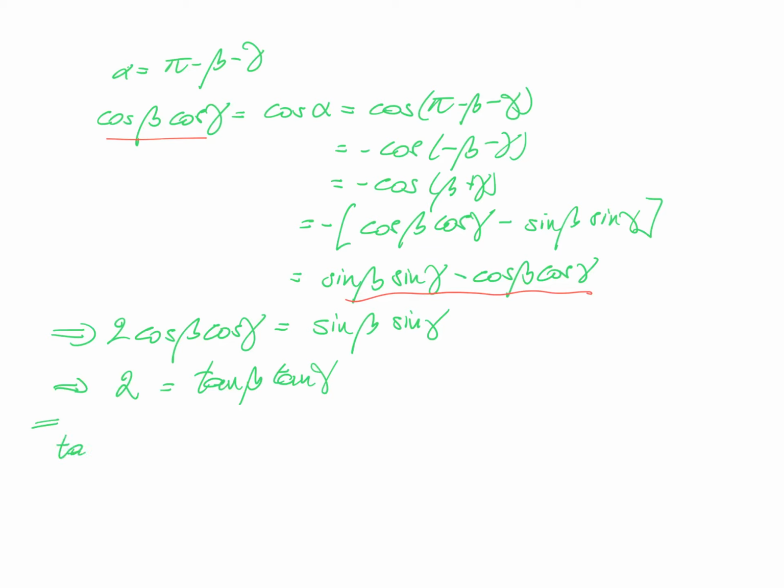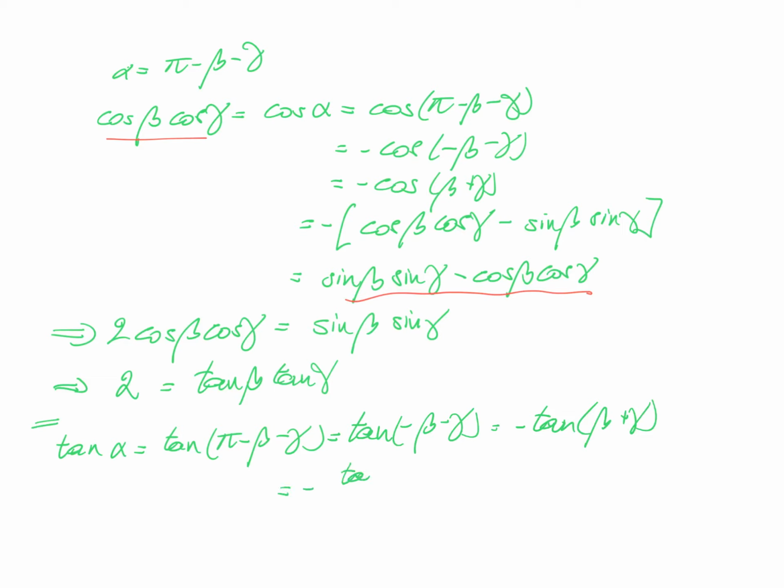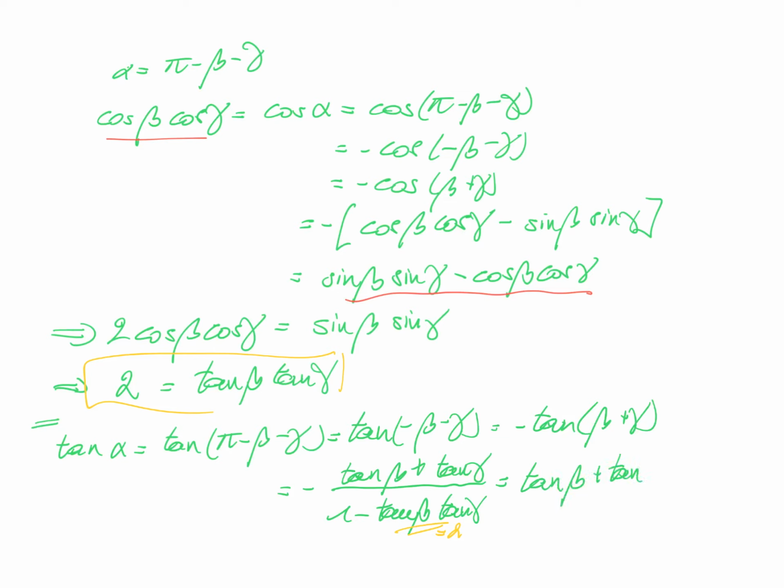So we start off with tangent alpha. Tangent alpha is, as we already saw, the tangent of pi minus beta minus gamma. This tangent is the same as the tangent of minus beta minus gamma. And we also know that the tangent of a negative angle is the negative tangent of the angle. So here we can take out the minus, so to speak. So this is minus the tangent of beta plus gamma. Tangent of beta plus gamma, we use the formula. So this is minus tangent beta plus tangent gamma divided by 1 minus tangent beta times tangent gamma. And then we know from here that this is equal to 2. So we get on the bottom 1 minus 2 is minus 1. So this is just the tangent of beta plus the tangent of gamma, which is what we needed to prove.